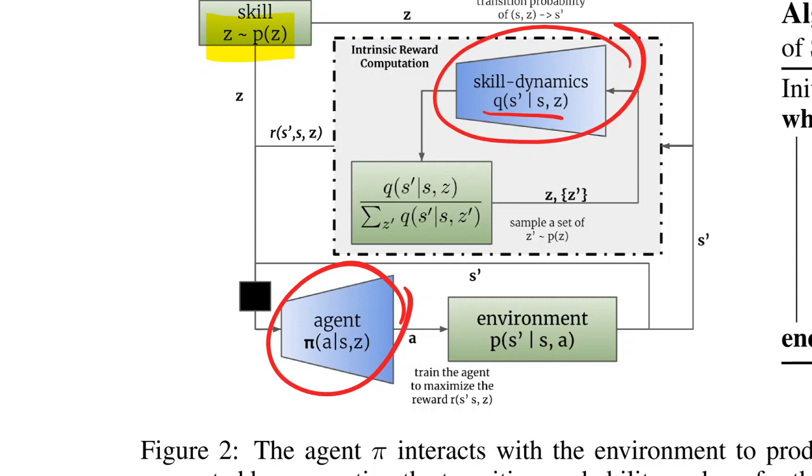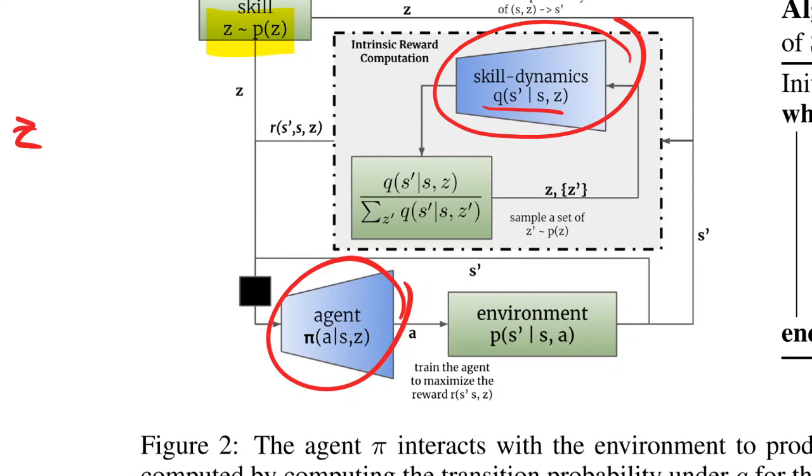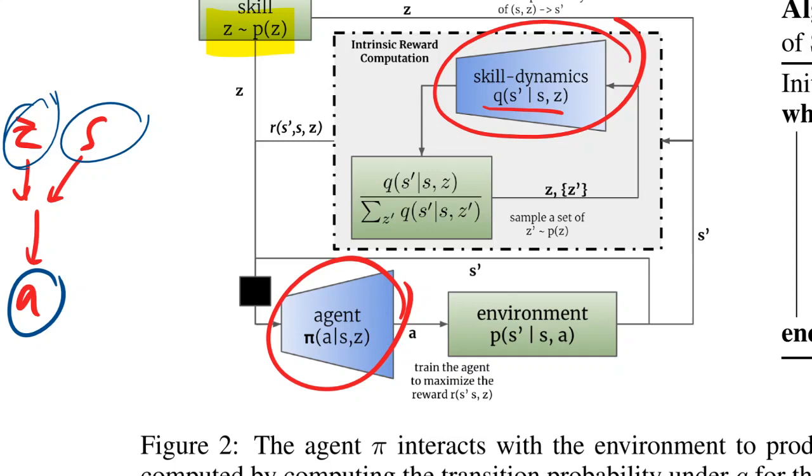So what does the agent have to do? The agent will take in the skill Z, and it will take in the current state of the world, and it will output an action. Now, this is the model-free part, right? So the agent somehow has to come up with saying, skill 0. That's walking forward. And in this situation, walking forward means I have to lift my leg or something like this.